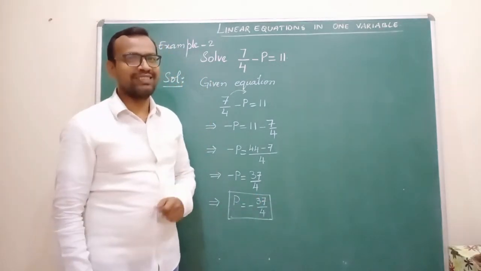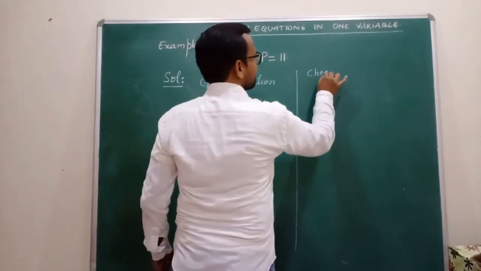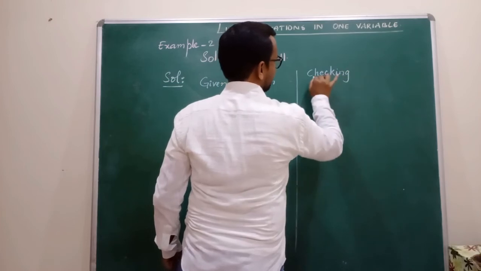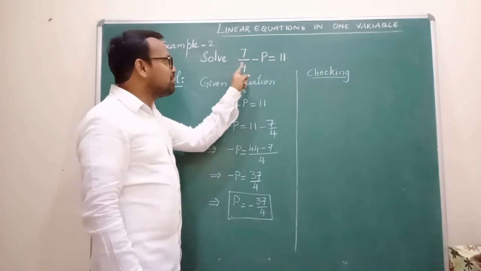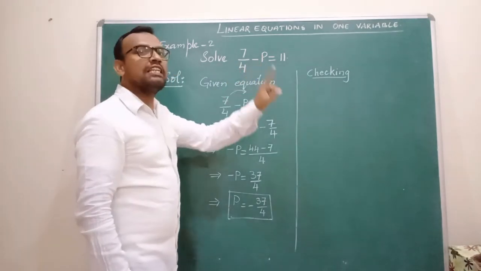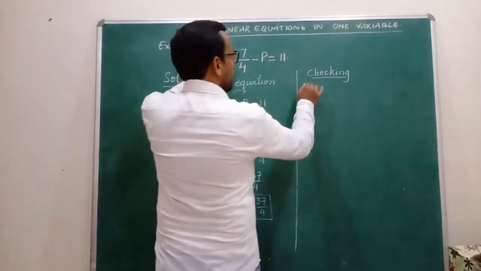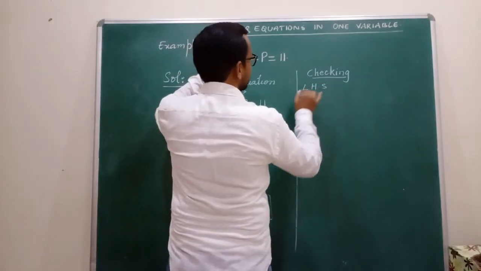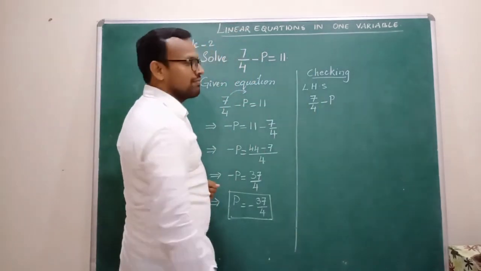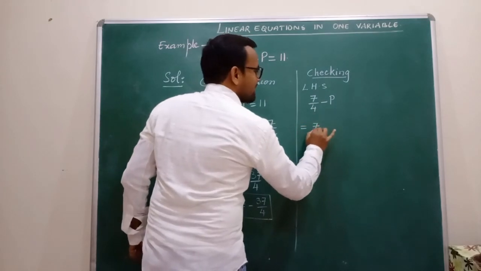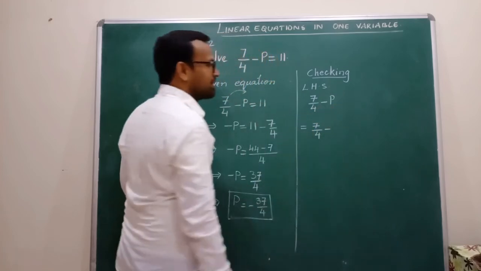Is it correct or not? Let us check. Checking. Now we have to take the LHS and substitute the value of the variable in it. If we get the value of RHS in the end, that means our answer is correct. So let me take the LHS, left hand side of the equation. 7 by 4 minus p, and the p value we have to substitute here.